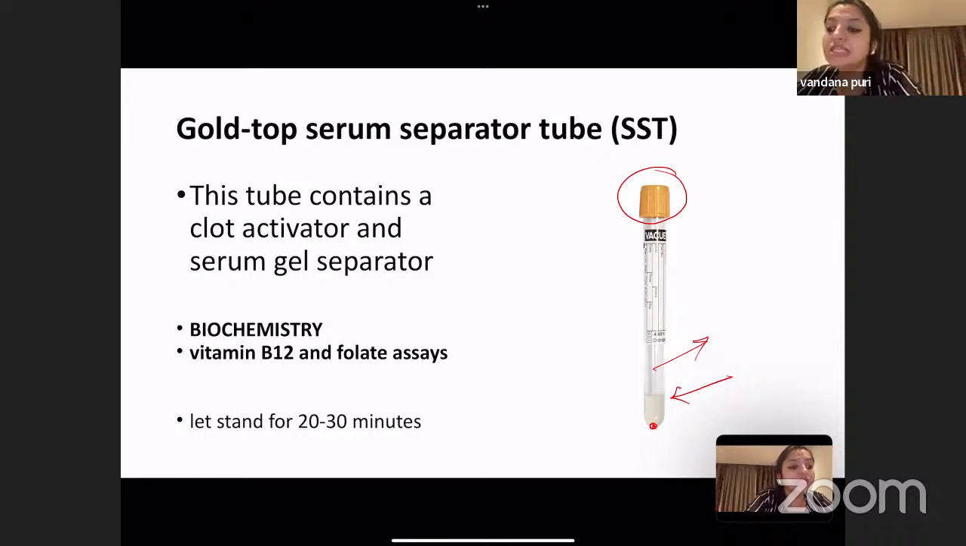Now, suppose lithium heparin is not given in the options, which vacutainer can be used for electrolytes? If lithium heparin is not given in the options, then you can do electrolytes even in the serum tube, that is the golden top tube. Remember that point always, because that was a doubt which many students had. So let that be clear. If lithium heparin is in the options, that's the preferred anticoagulant. If that is not in the options, then the golden top serum separator tube should be the answer.